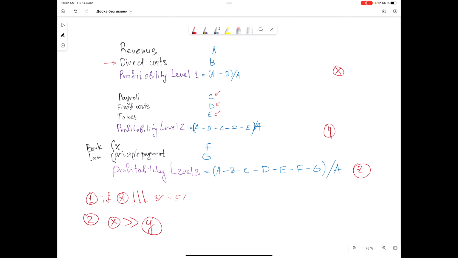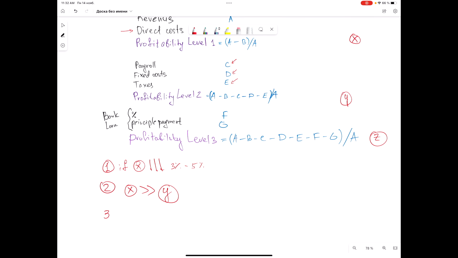If we go further, the third situation is when Y is significantly bigger than Z. This means that all you earn, so this is the breath of your business itself, without any external burden like loan payments and so on. So this is how your business breathes itself.